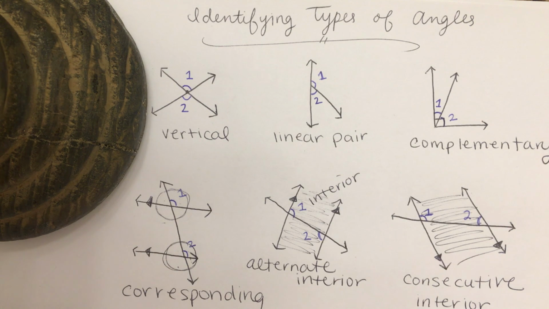But again, all we did here is we looked at the location of the angles based on the information we were given, and we used definitions to help us identify the types.